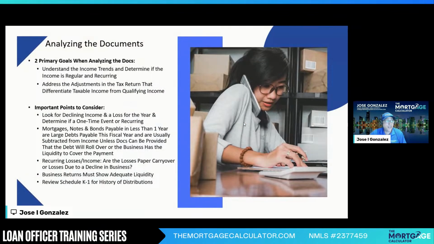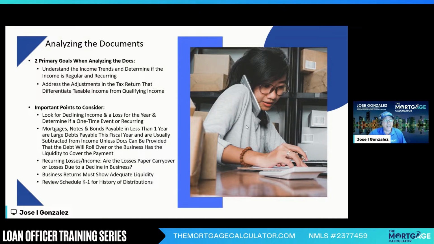Now, what do we have to take into consideration when analyzing the documents? So now we determined that we have to know what type of business entity we're dealing with so that we know what documents we have to ask for. And then when we get the documents, what do we have to do? Well, I've touched on this already. I'm going to touch on it again.